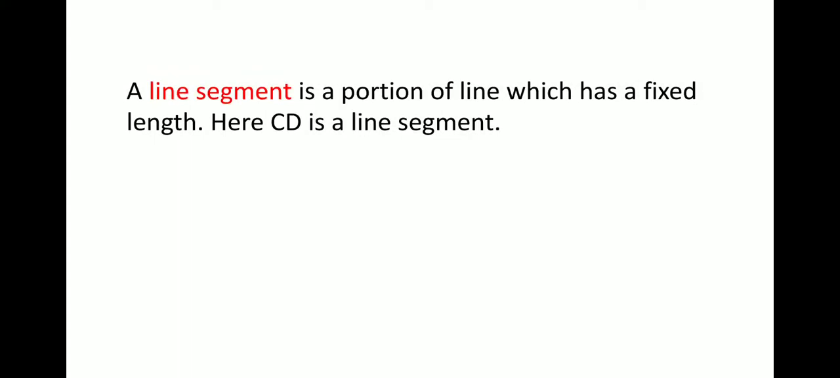Similarly, a line segment is a portion of line which has a fixed length. So here CD, marked with a small line segment on top, is a line segment. CD is a line segment which will have a finite length. So it will have a fixed length, like maybe it is 10 centimeters or 5 centimeters long. It won't be infinitely long. So that's why it won't have any arrow heads on either side. So CD is a line segment.